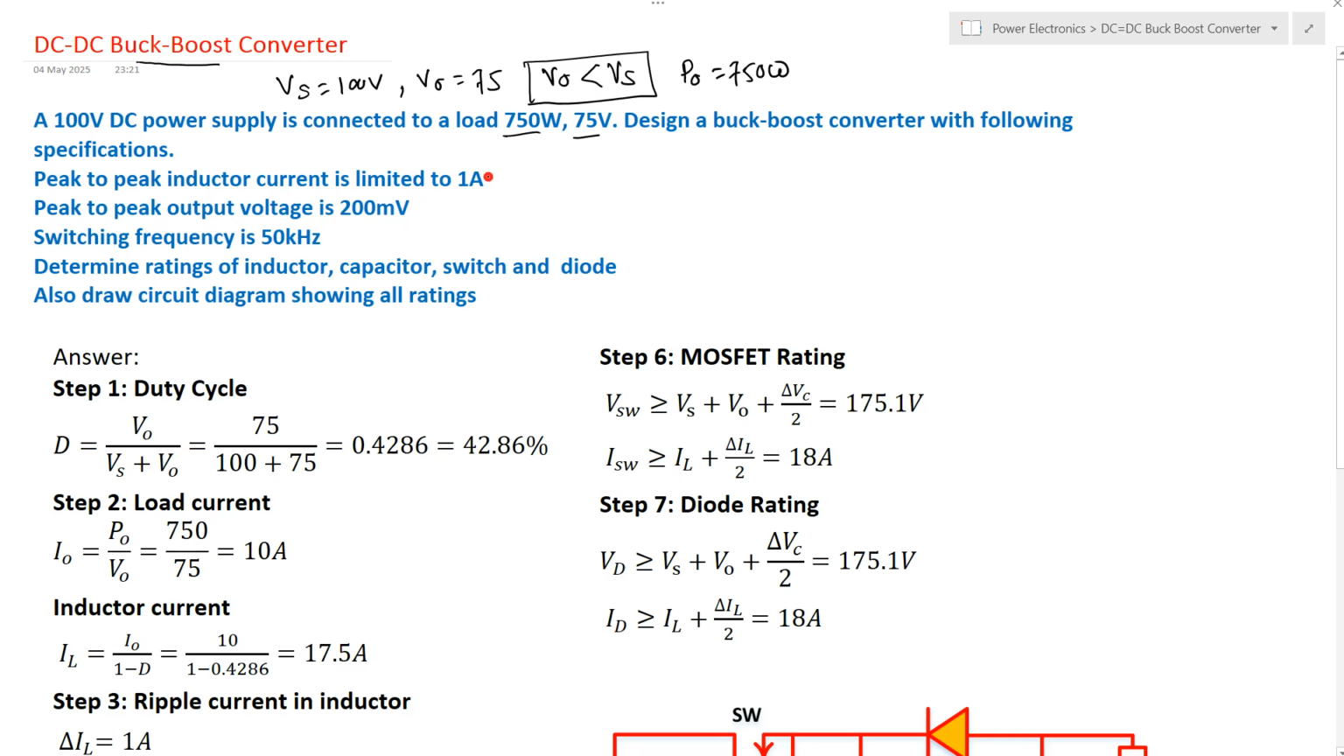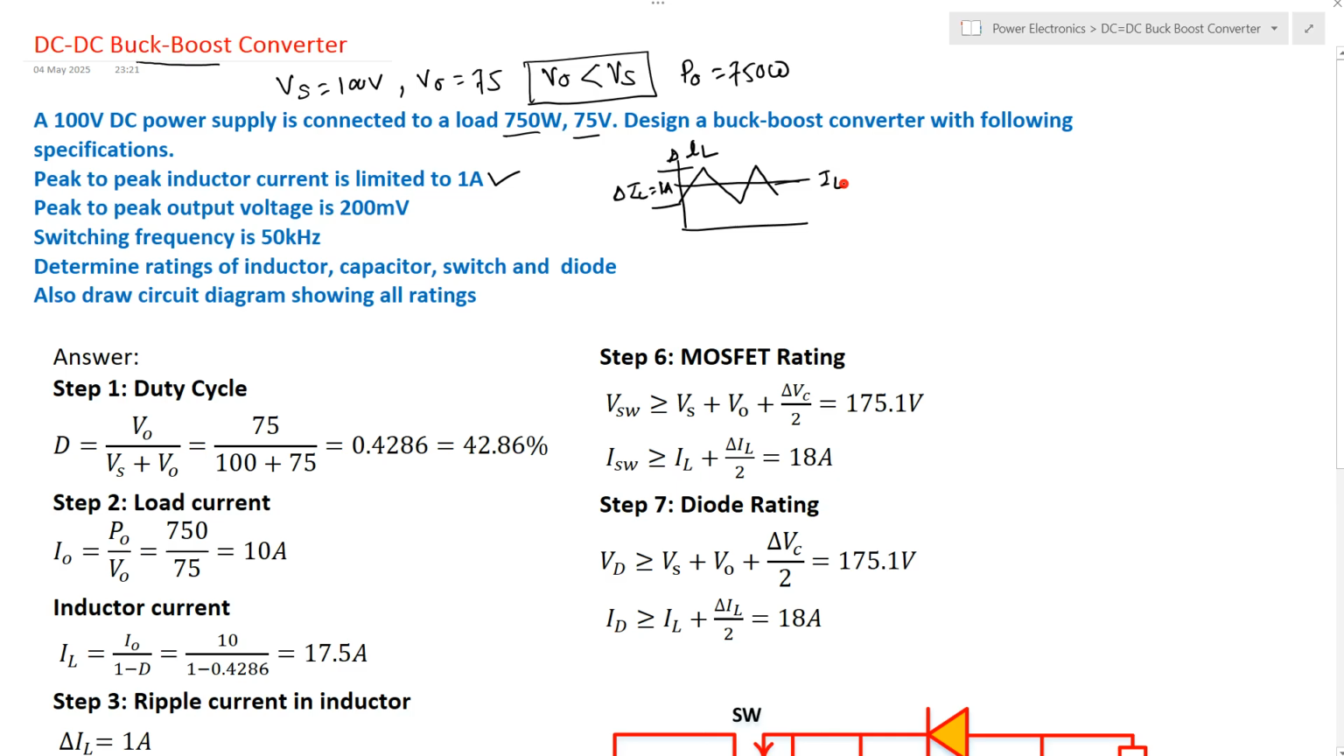Peak to peak inductor current is limited to 1 ampere. Means what? Whatever the average current through the inductor, the peak to peak variation in the inductor current, this delta IL, should be 1 ampere. Okay, so the current through the inductor must be in a band of 1 ampere around the average value of IL.